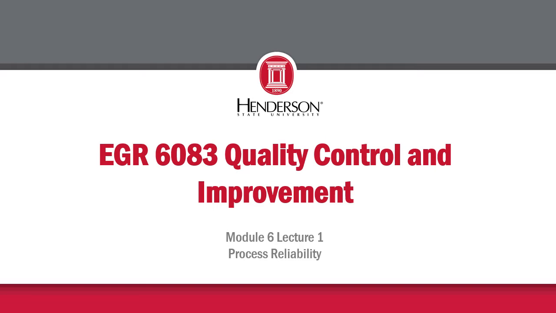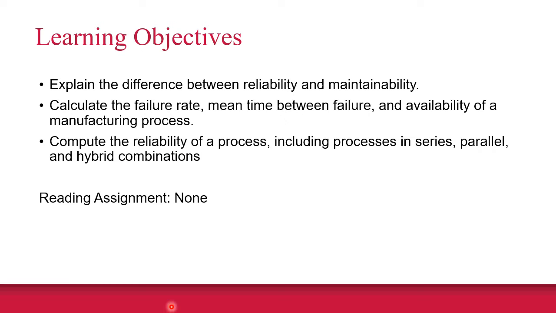Further control and improvement, Module 6, Lecture 1, Process Reliability. Learning objectives are to explain the difference between reliability and maintainability, to calculate the failure rate, mean time between failure, and availability of a manufacturing process, to compute the reliability of a process, including processes in series, parallel, and hybrid combinations. There's no reading assignment for this module.